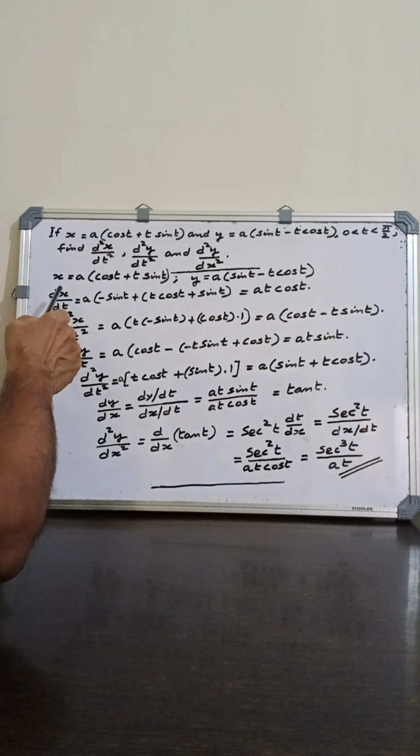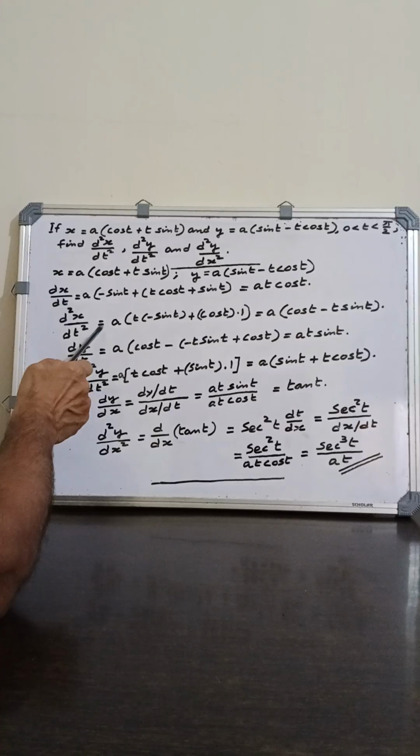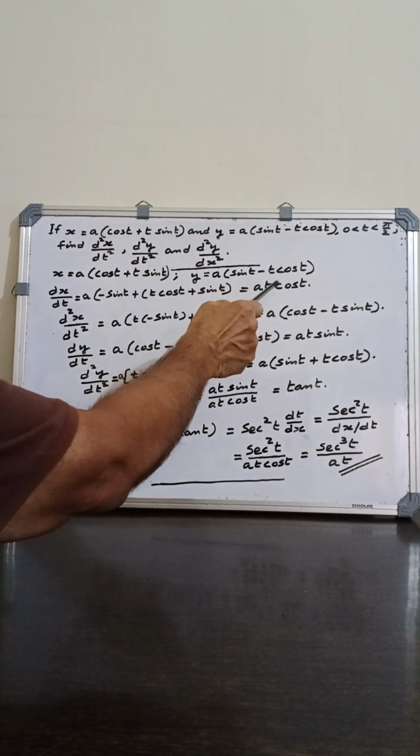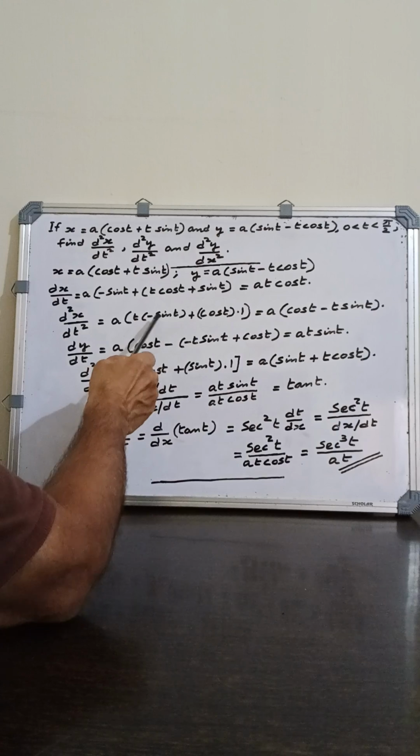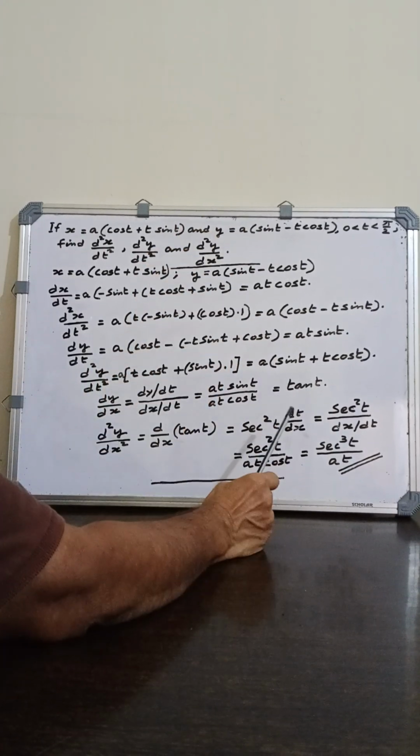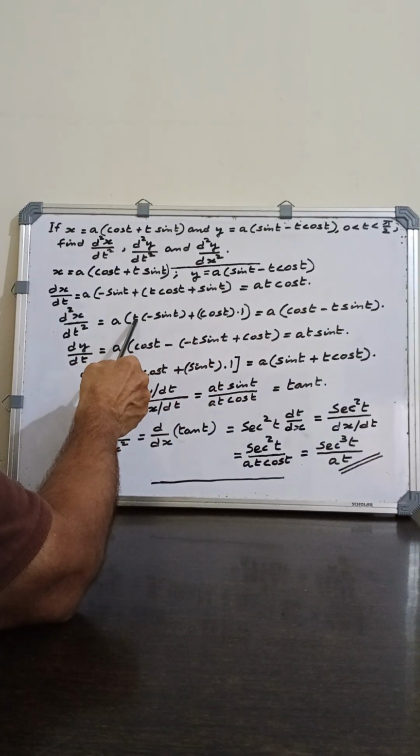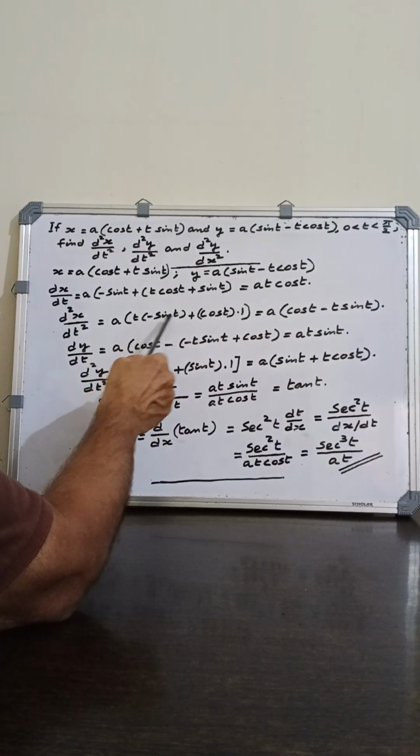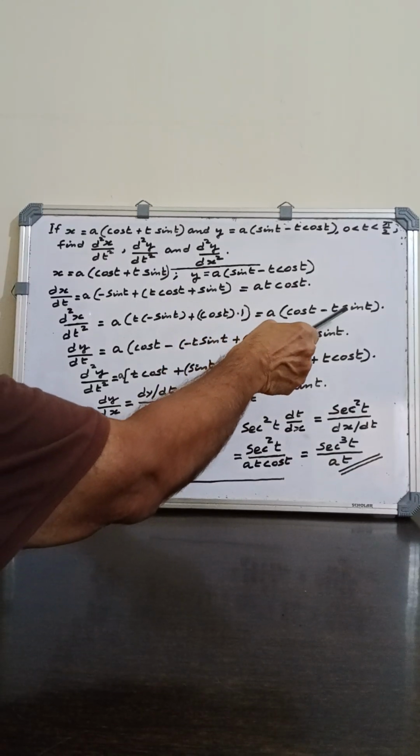Next, the second derivative of x, d2x by dt squared, equals a into the derivative of t cos t. By the product rule, t into d by dt of cos t, which is minus sin t, plus cos t into d by dt of t, which is 1. That is a into minus t sin t plus cos t, that is a into cos t minus t sin t.